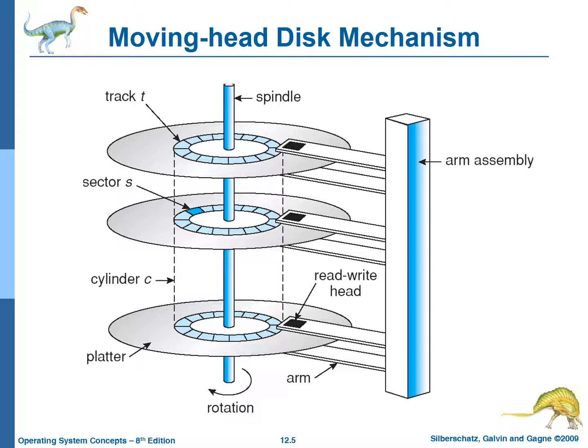A read-write head is used to read data from a sector of the magnetic disk. The speed of the disk is measured in two parts. Transfer rate is the rate at which the data moves from the disk to the computer. And the random access time is the sum of the seek time and rotational latency.